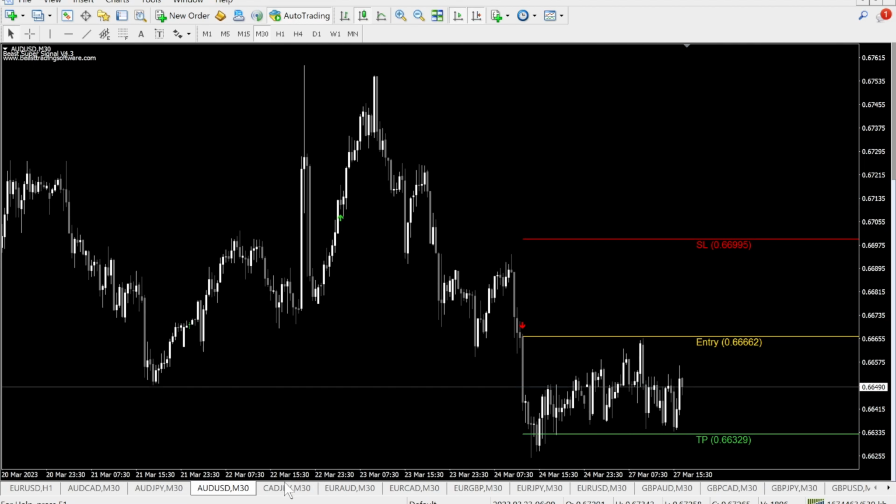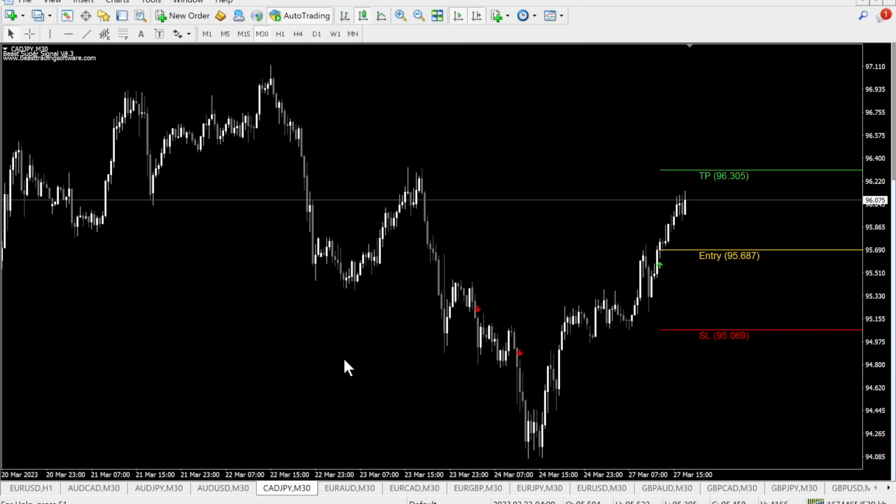Okay, moving forward, we have the Canadian dollar and Japanese yen. Here we have another buy signal in play.